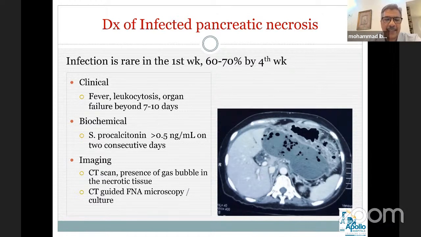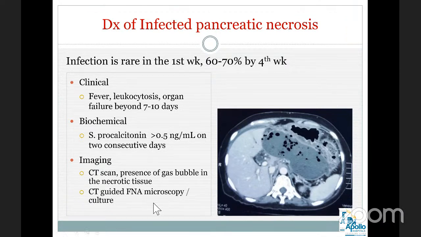Then imaging, of course, is the main diagnostic modality for pancreatic infection or infected pancreatic necrosis. Particularly if you get a picture like this, the air bubble inside this necrotic cavity, inside the pancreatic necrosis, this is in fact the sine qua non of pancreatic infection or infected pancreatic necrosis. Then, of course, CT-guided FNA microscopy or culture is the definite way of establishing infection.